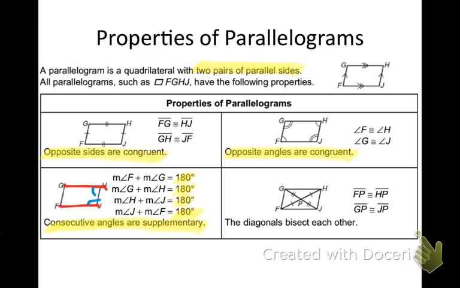And then the last thing we talked about, the diagonals bisect each other. What's it mean to bisect, Bryce? So it's in the middle. It cuts it in half. So the two are congruent. Nice job, sir.